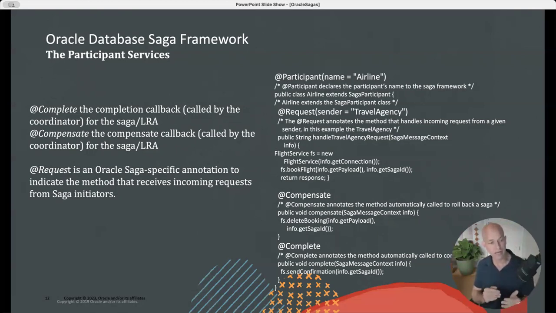So as I mentioned in the last slide, we have the @request annotation. And so that's going to annotate the method that's receiving messages from the initiator of the transaction that we saw in the last slide. So it will process that and then send its response back.